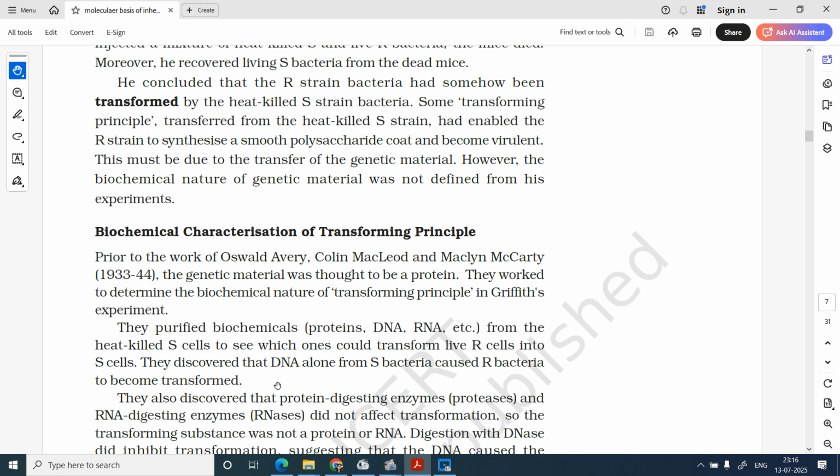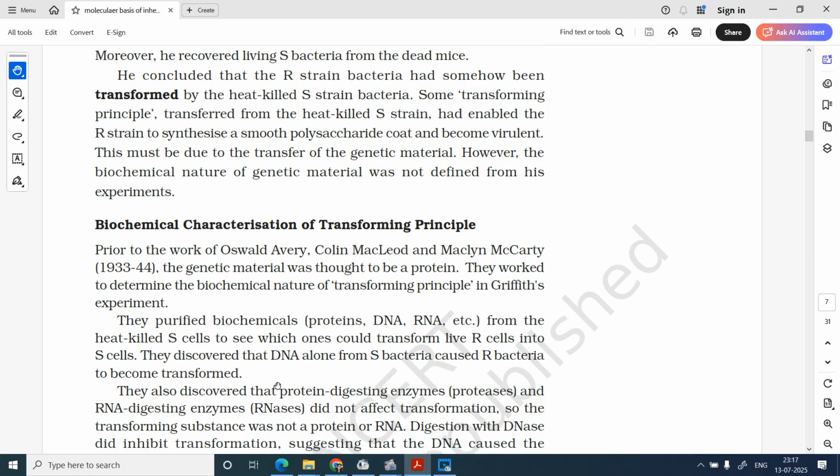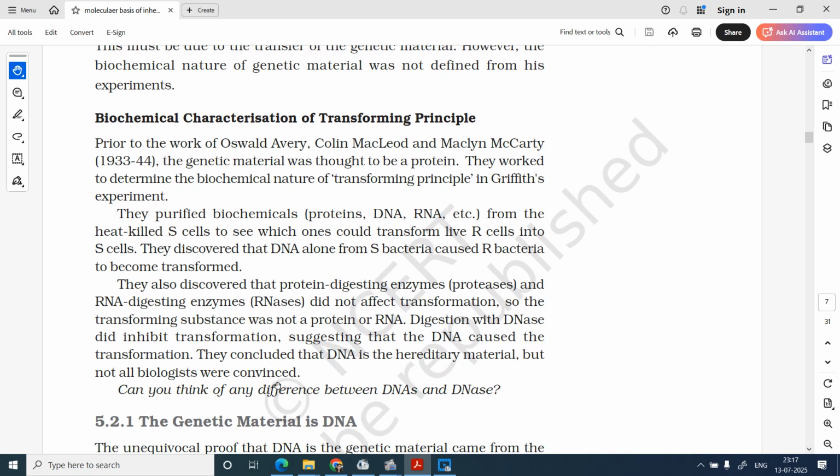Biochemical characterization of transforming principle. Prior to the work of Oswald Avery, Colin MacLeod, and Maclyn McCarthy (1933-44), the genetic material was thought to be a protein. They worked to determine the biochemical nature of transforming principle in Griffith's experiment. They purified biochemicals, proteins, DNA, RNA, etc. from the heat-killed S cell to see which one could transform live R cell into S cell.